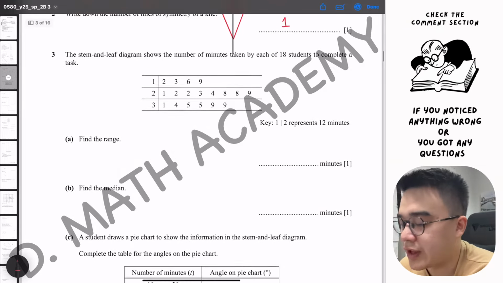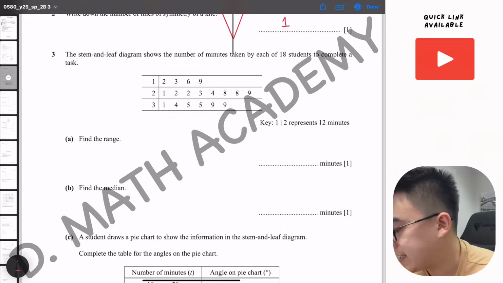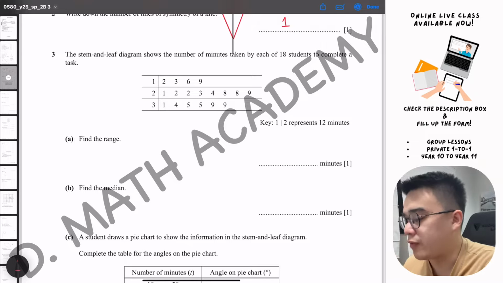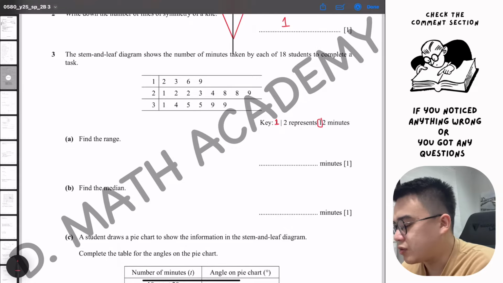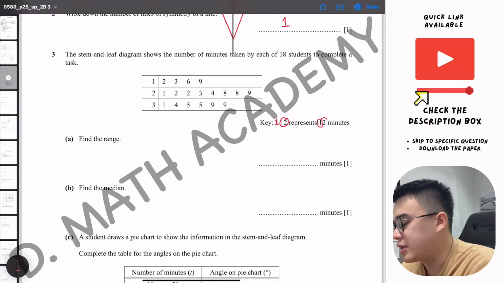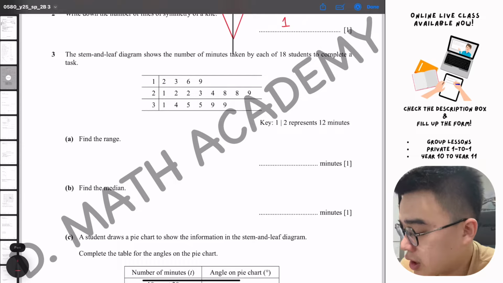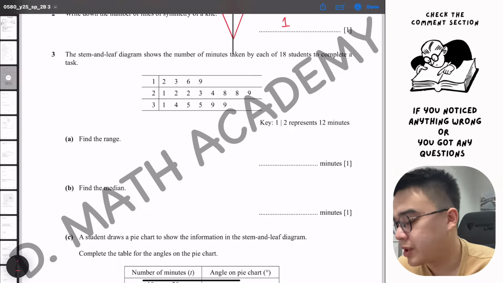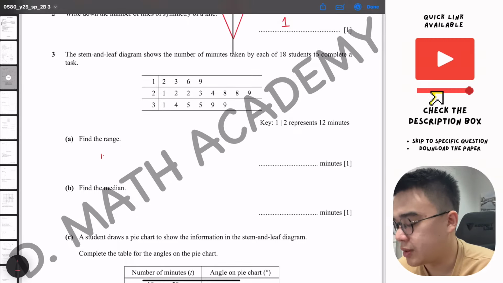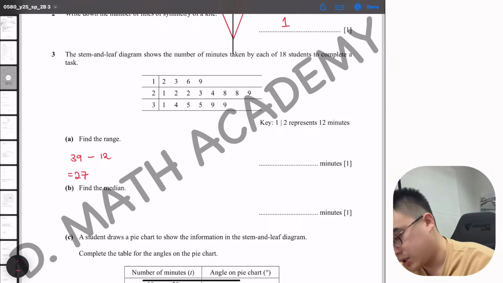Question 3, stem and leaf diagram. How I normally solve this question is that I will look into the key first. If you have 1 at the front, it represents the tens, and then the 2 at the back represents the exact minute. So it's 12 minutes here based on the key. For range, the standard way to do it is to find the smallest number and the biggest number. The smallest number in this case is 12. The biggest number here is 39. So to find the answer, just take 39 minus 12. You will get 27.